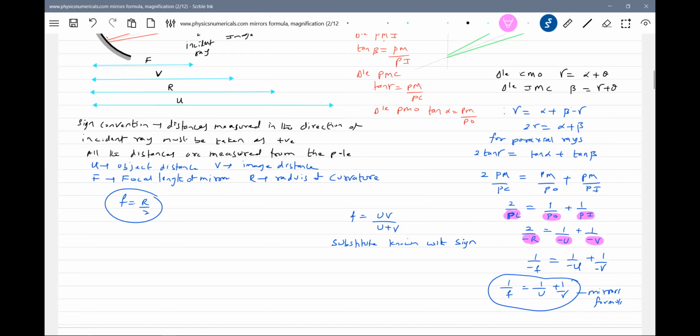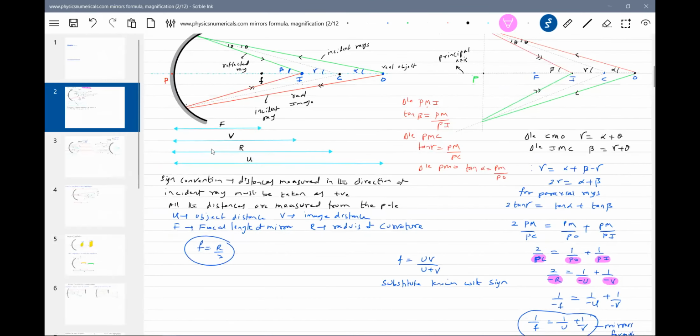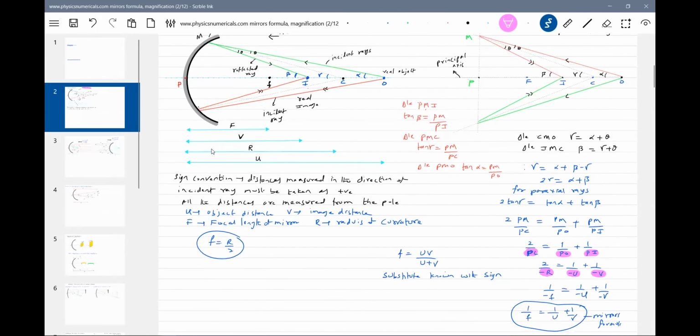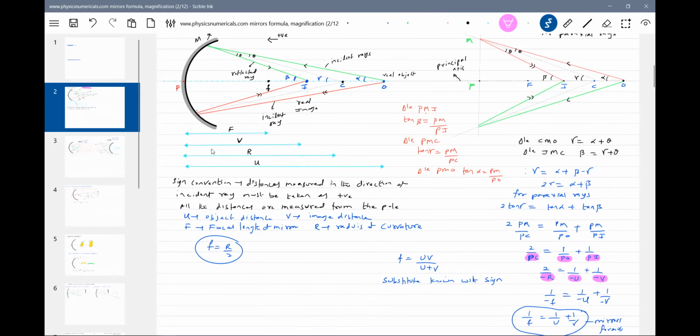What is the use of this? See, there are two ways to predict the position of the image. One, the geometrical construction. The other one, this mirror formula. With the help of the mirror formula, I can directly do this: I know the focal length of a mirror, then I keep the object, I know where the object is kept, and I'll get the position of the image. I need not go for the geometrical construction with the help of this formula.